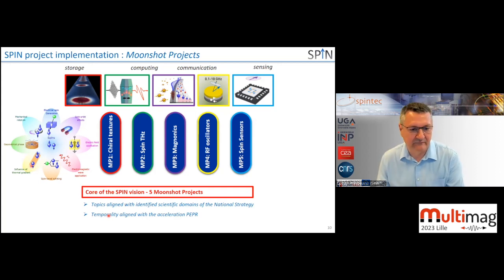So these 5 projects are covering aspects on chiral textures, so the use of skyrmions, use of antiferromagnetic materials for spin terahertz, but not only antiferromagnetic materials, terahertz spintronics more generally, use of magnonics for several applications, RF oscillators for Internet of Things, but also AI applications, and also innovative spin sensors.